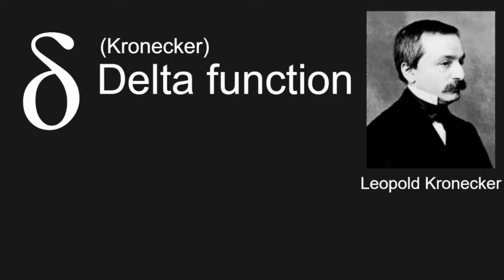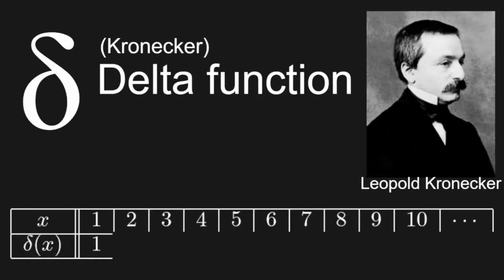The delta function is the simplest function we'll talk about in this video other than the identity function. It's officially called the Kronecker delta, named after Leopold Kronecker, who had a very large impact on number theory and algebra. However, this function is actually incredibly simple. It just returns 1 if the input is 1, and otherwise it returns 0.